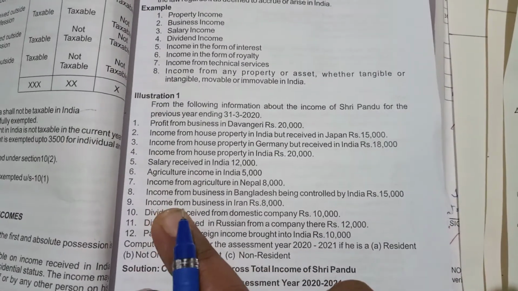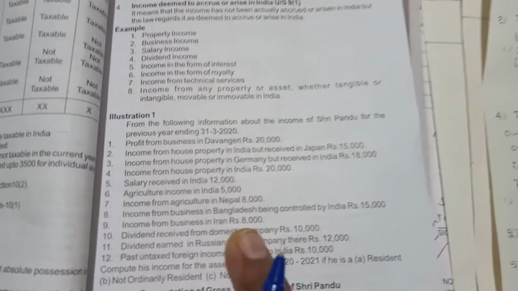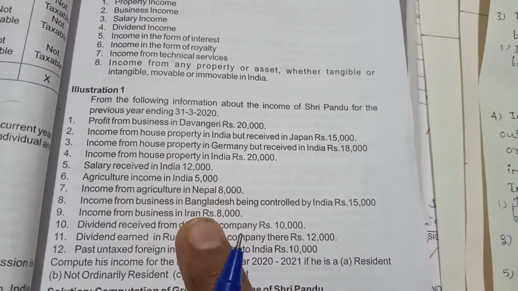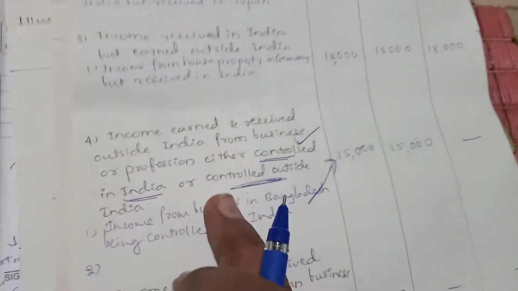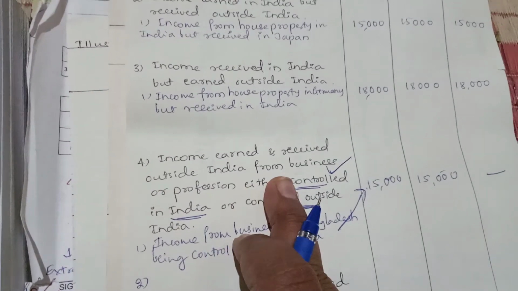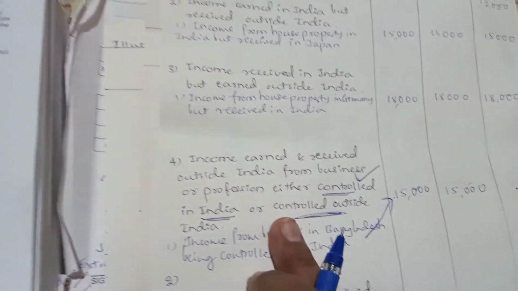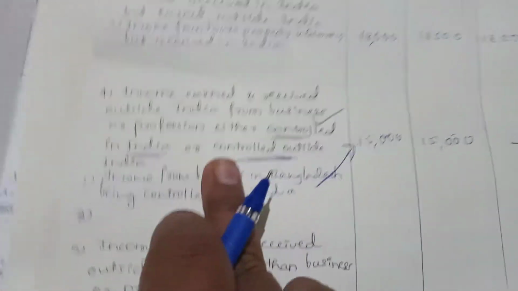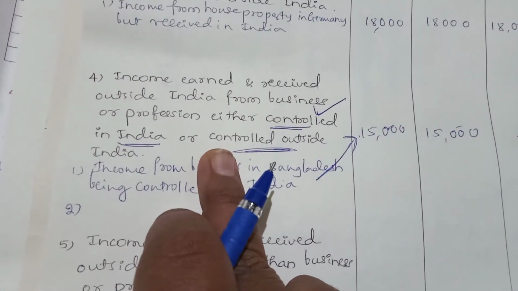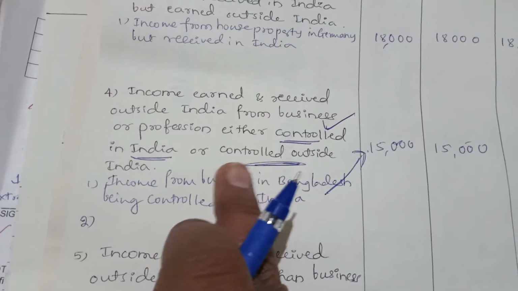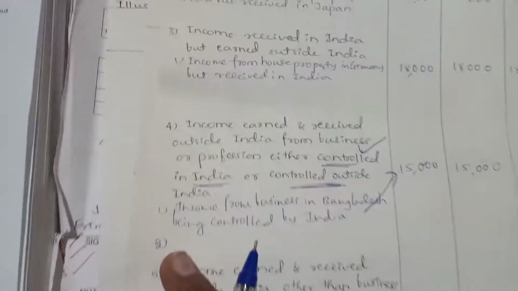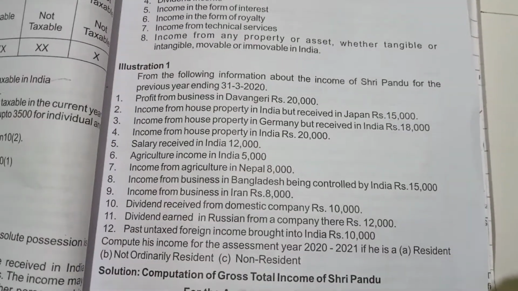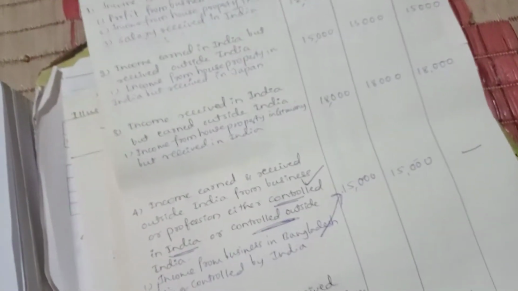After that, income from business in Iran. The income is received and earned outside India, and it is from the business only, and they have not said whether it is controlled or not controlled. We think that it is controlled outside India only. That is why here I am going to show that amount. Income from business in Iran.